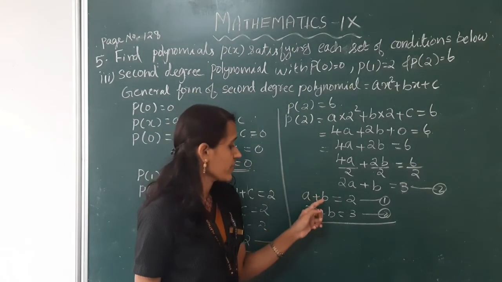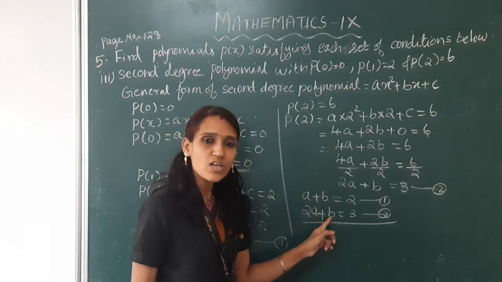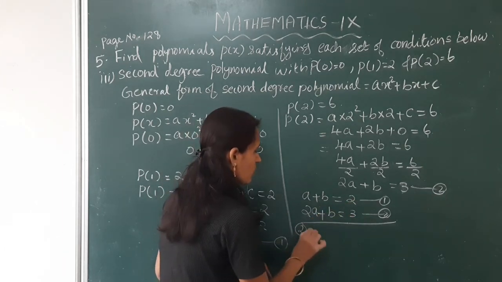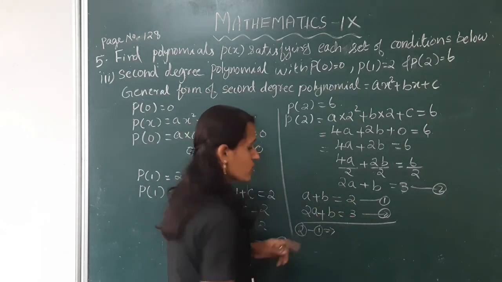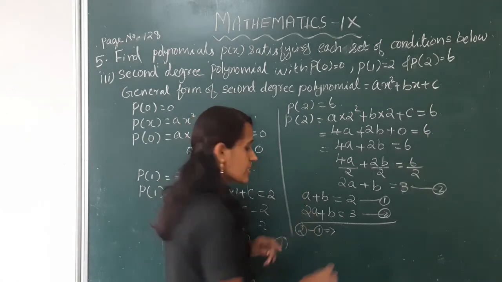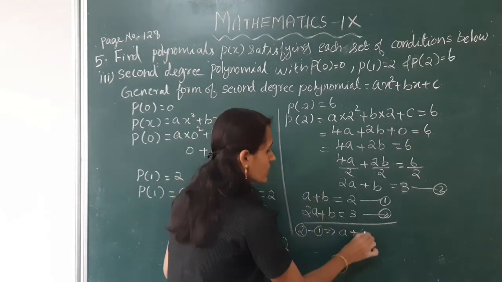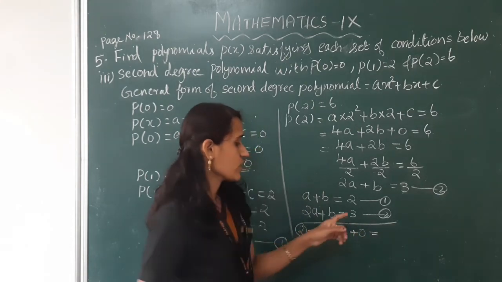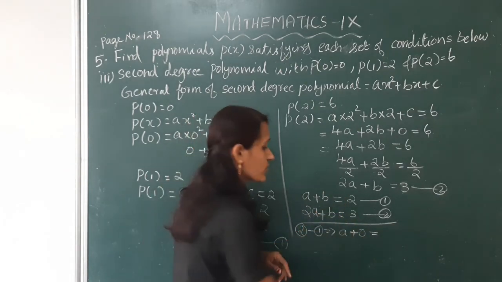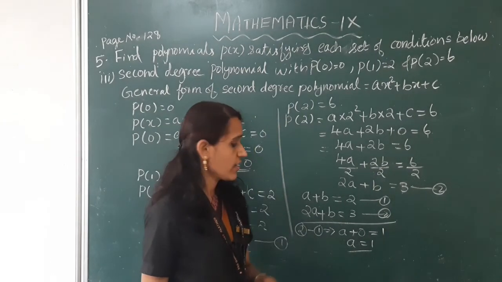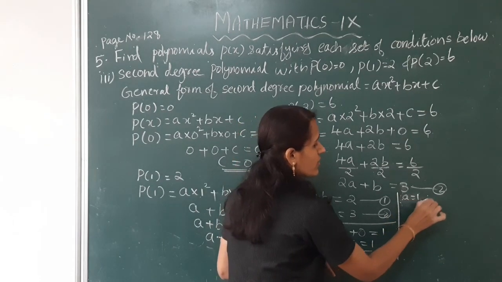In these two equations, b is the term to eliminate. Okay, so equation 2 minus equation 1 is equal to 2a minus a, plus b minus b, which is 0. This is equal to 3 minus 2. 3 minus 2 is 1. That is a is equal to 1. Okay, a is equal to 1.